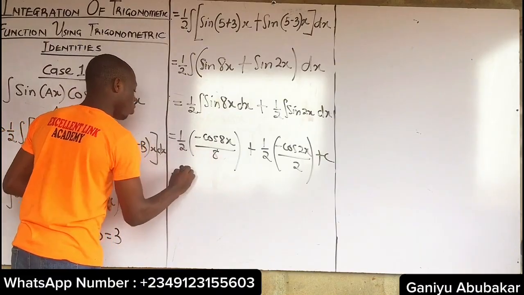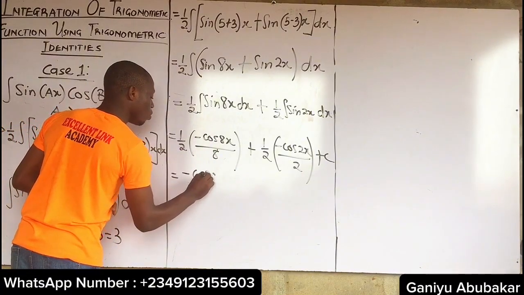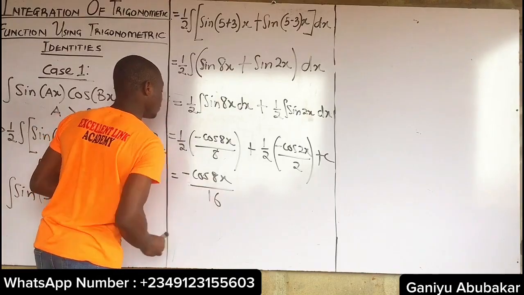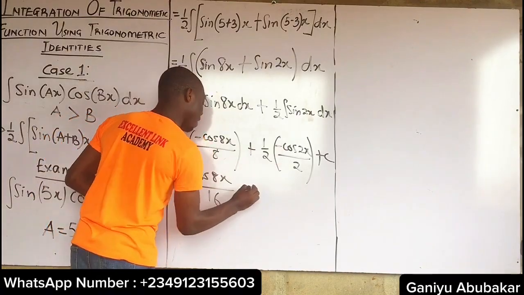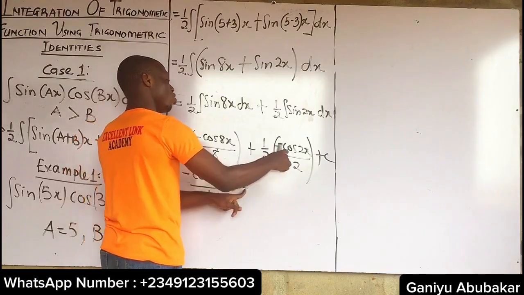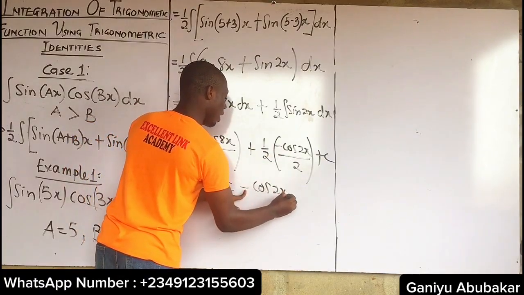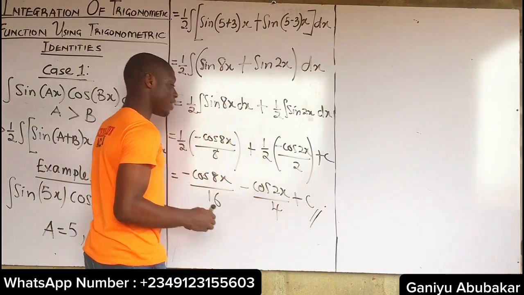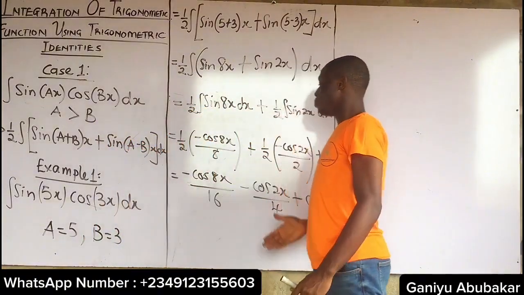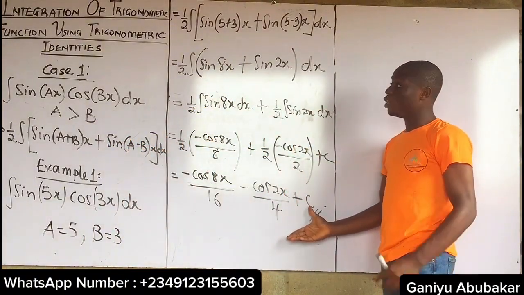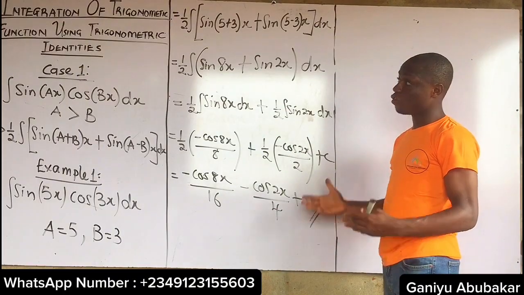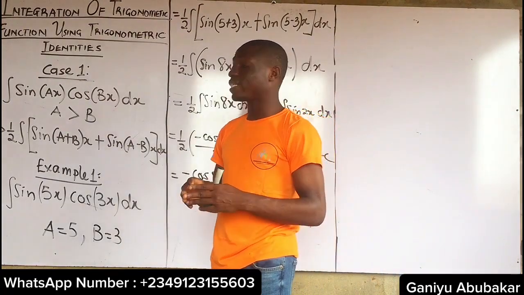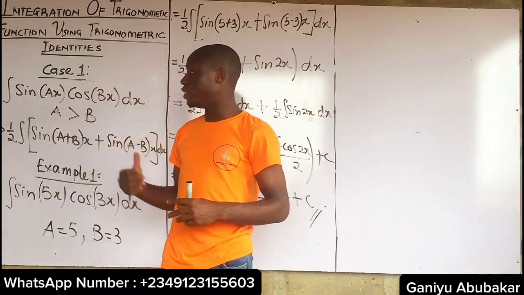At this point, my next task is quite simple. 1 times minus cos 8x becomes minus cos 8x all over 2 times 8, which is 16. Plus minus gives minus, cos 2x all over 4, since 2 times 2 gives 4, plus c. This becomes my answer after solving this problem. This is the concept of integration of trigonometric function using the idea of trigonometric identity. See you in the next class. Next class is about case 2 under this concept.